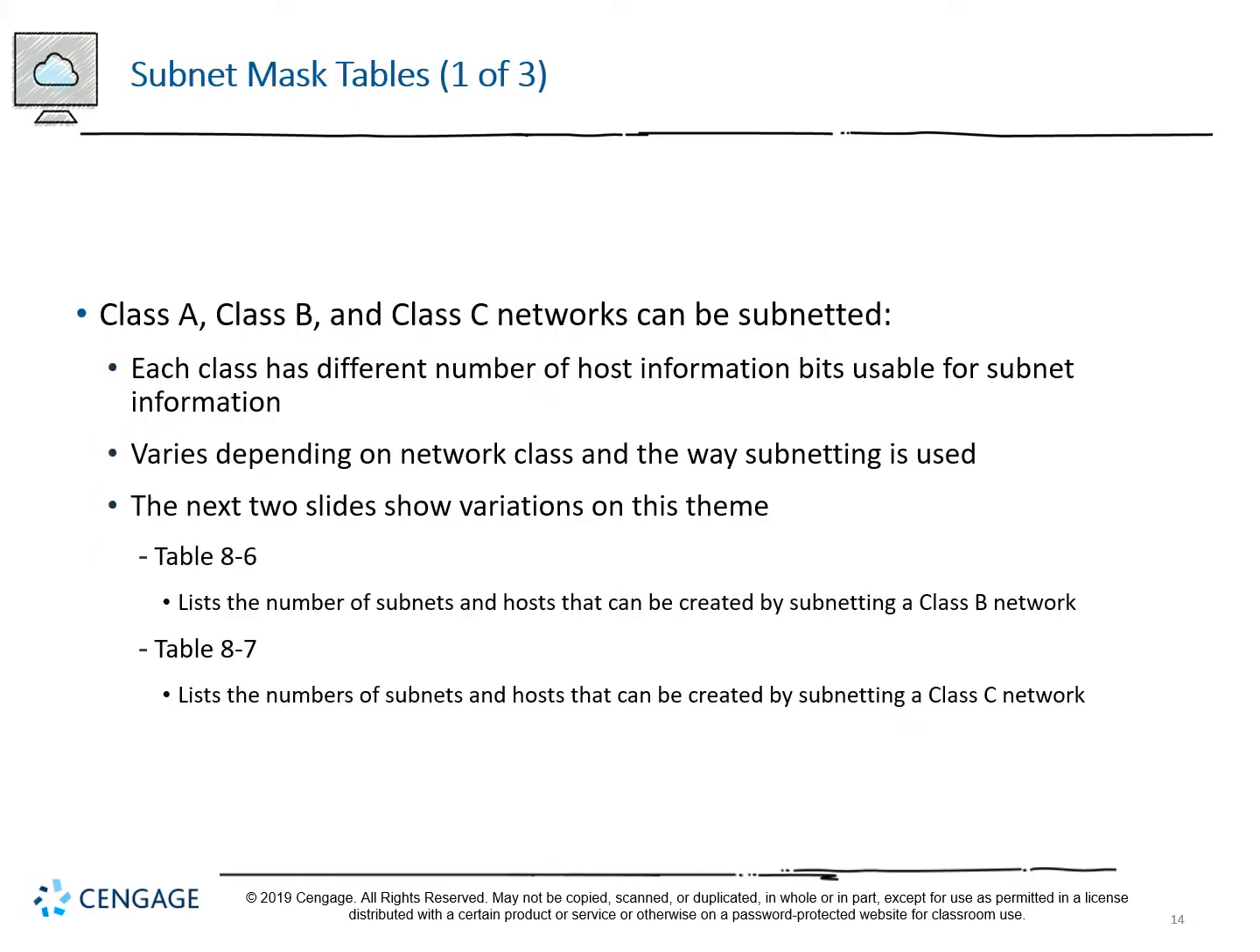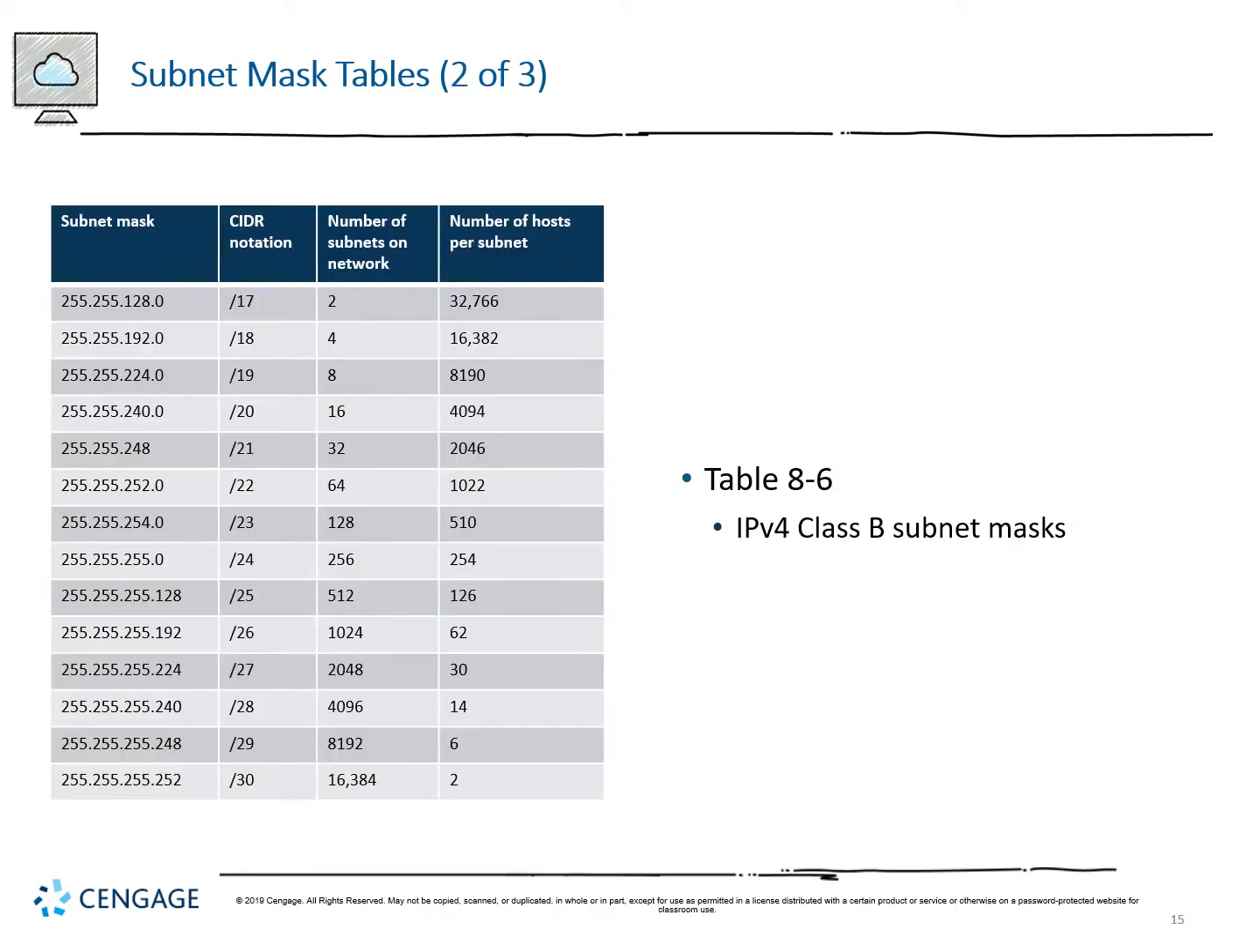Now class A, B, and C networks can be subnetted, and every class is going to have a different number of host information bits based on the length of their mask. So let's take a look at 2 slides to show variations on this theme, class B and class C subnetting. So let's look at 8.6 first. Here we can see a standard list of class B subnet masks. If we're working our way up from a /16, which would be a class B division, we go to /17, 18, 19, 20, and so on. So when we get to a /17, we now have 2 subnets. Each of them is able to support 32,766 hosts. That is half of the previous 65,536 that we would have had.